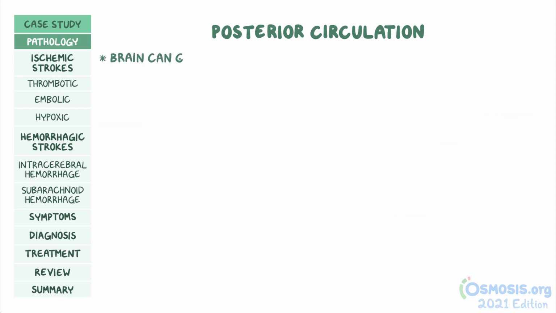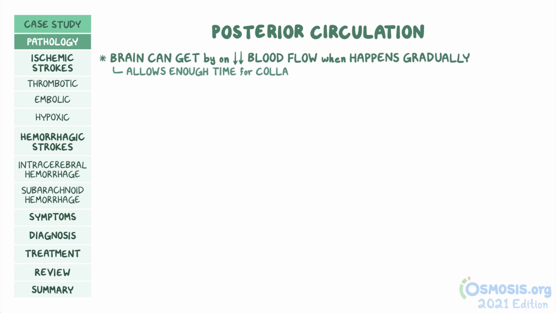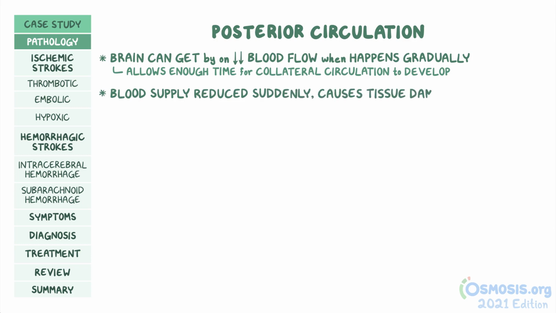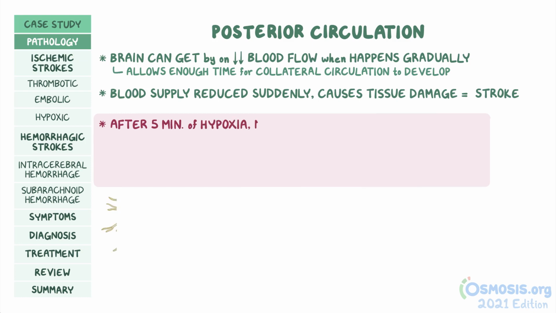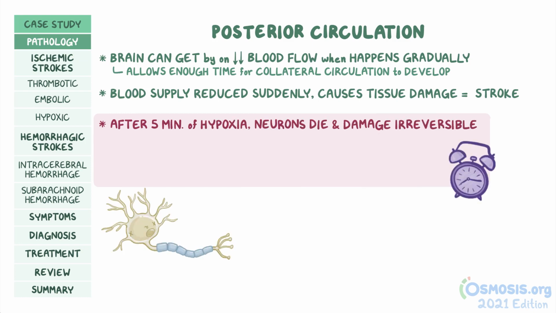In general, the brain can get by on diminished blood flow when it happens gradually, because that allows enough time for collateral circulation to develop. But when blood supply is reduced suddenly, it causes tissue damage, which we call a stroke. After 5 minutes of hypoxia, neurons start to die and the damage becomes irreversible.